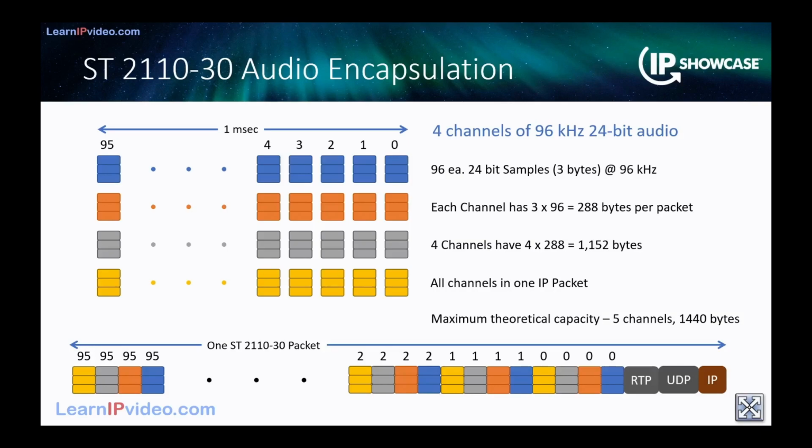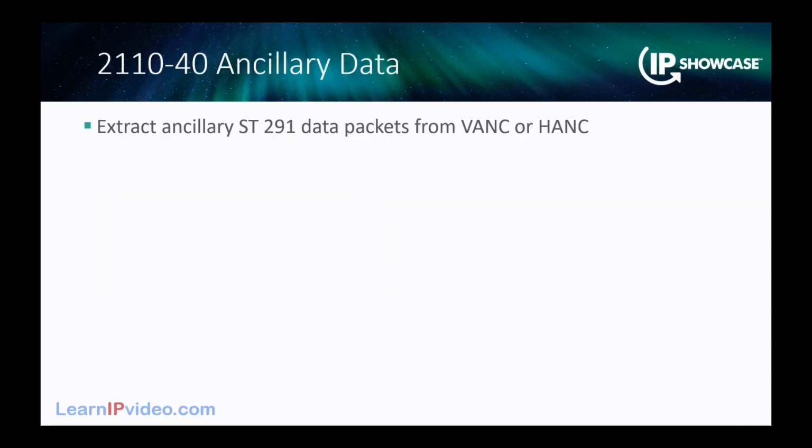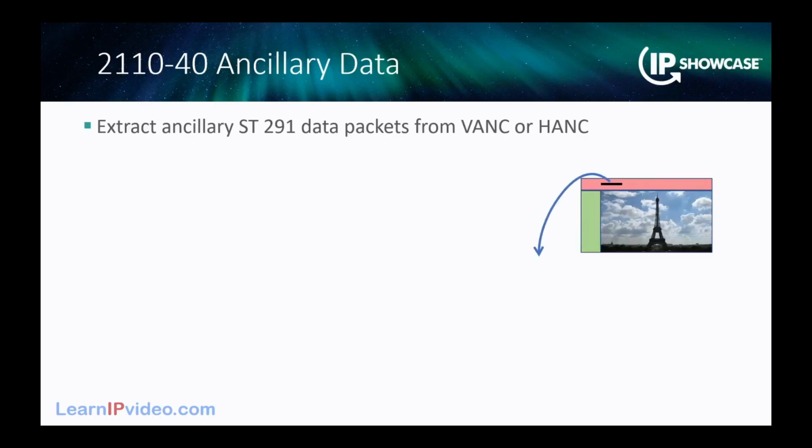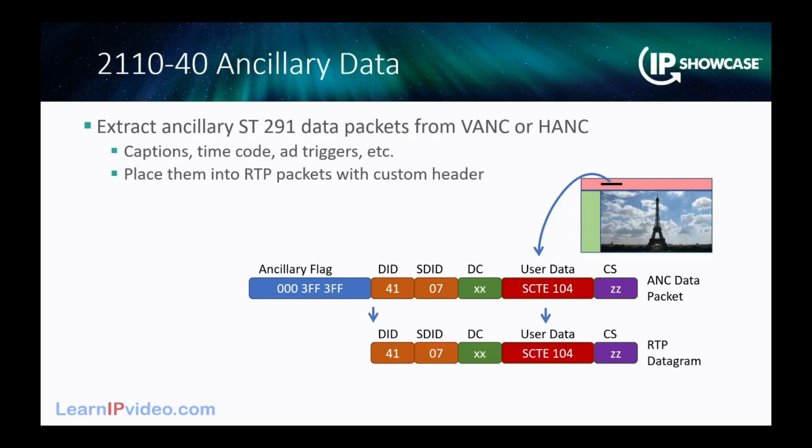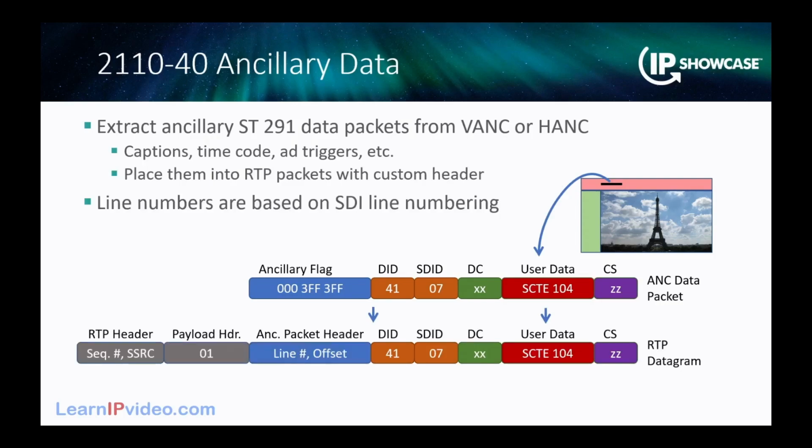So we could potentially put 5 96 kilohertz channels in there, but we typically specify receivers to handle 4 channels of that in ST2110-30. We have ancillary data. We take ancillary data from the information that's already in the vertical ancillary space. We extract that, we put it into packets, and we send those packets out over the network, again with headers. Very simple process. And again, each one of these represents a separate packet stream.